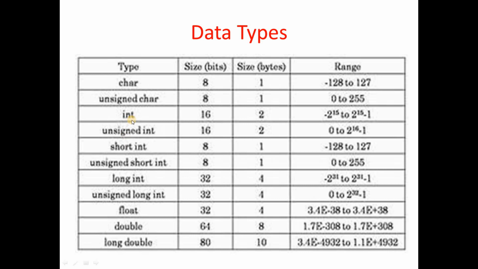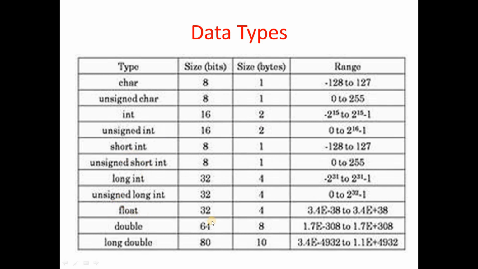Then integer. If you want to store some positive number or integer value, you have to use the int data type to declare a variable. Integers require 2 bytes or 4 bytes: 2 bytes for a 32-bit machine and 4 bytes for a 64-bit machine.